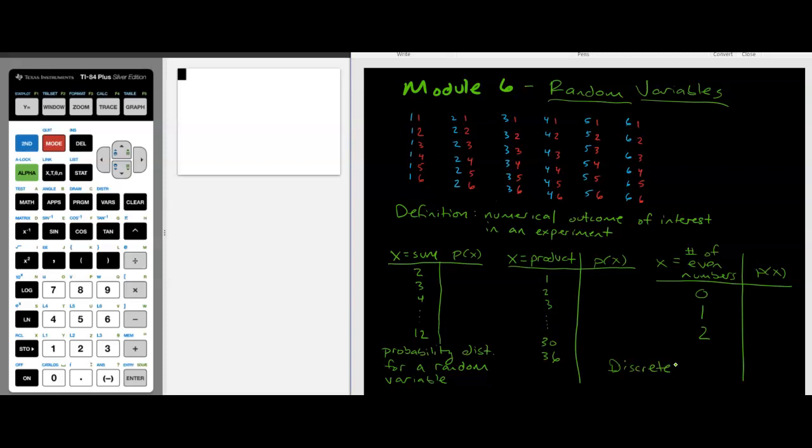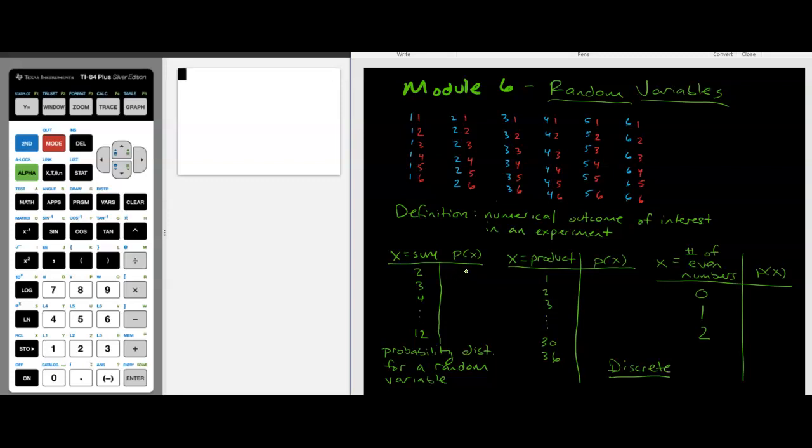And so that is actually going to be our point of emphasis in this section. There are continuous random variables, things like weights or times or so many different things. But when you're restricted to whole numbers, we consider those discrete random variables. And so that is the focus in Module 6: we're going to be looking at discrete random variables as well as probability distributions for those discrete random variables.